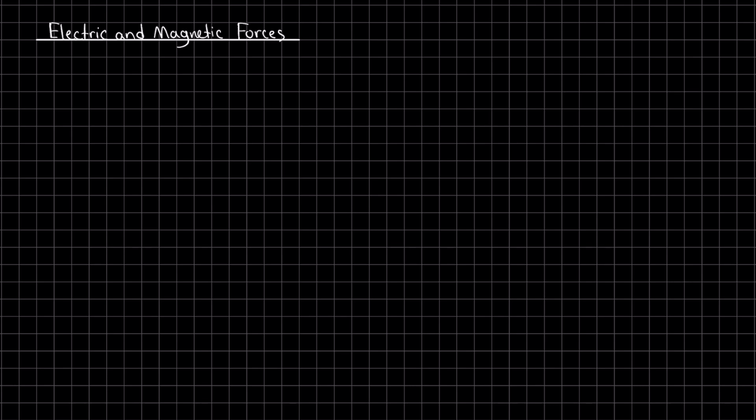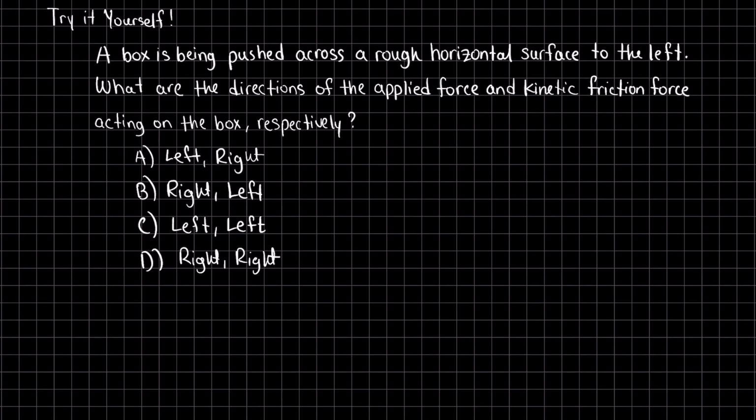Here's a question for you before we wrap up. The Try It Yourself problem reads, a box is being pushed across a rough horizontal surface to the left. What are the directions of the applied force and kinetic friction force acting on the box, respectively? You have four lettered choices: left, right, left, and right.